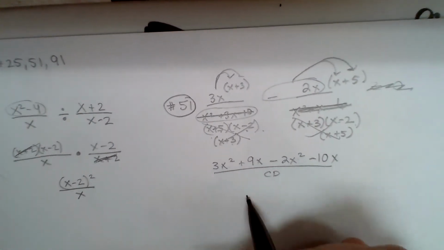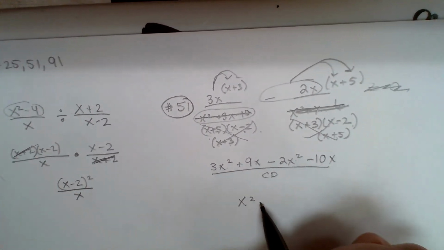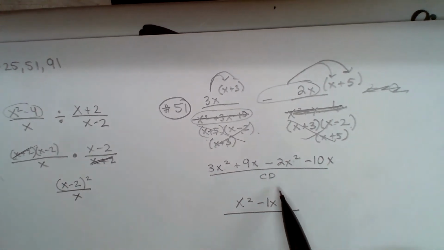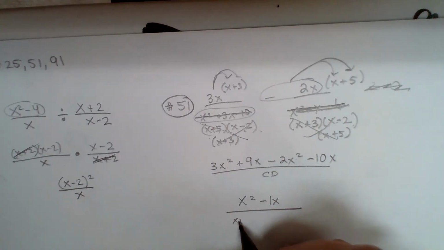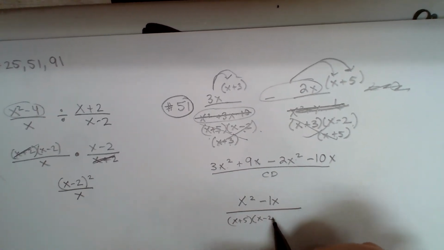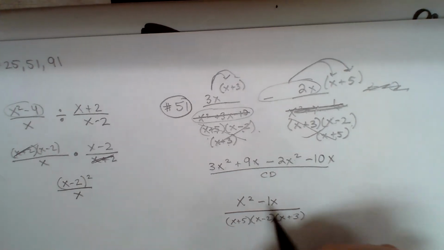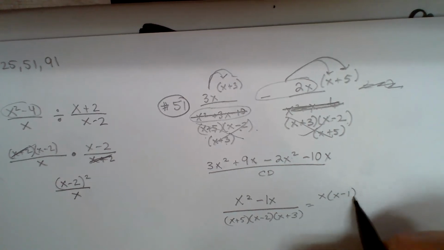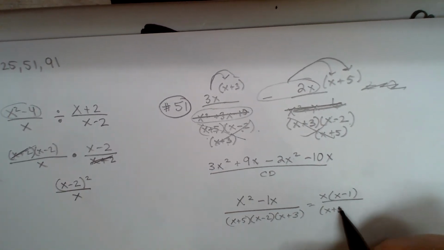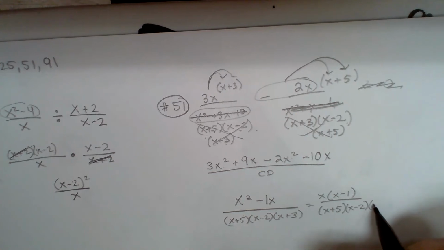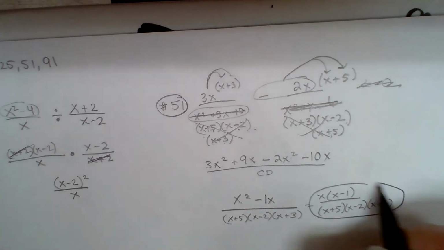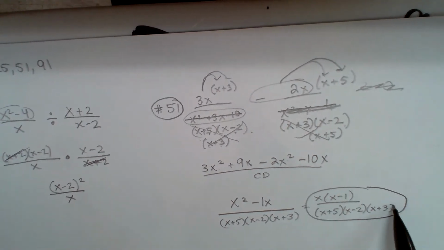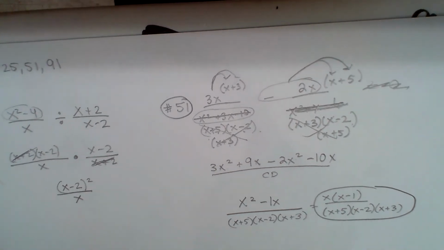3x squared minus 2x squared is x squared. 9x minus 10x is negative 1x over the common denominator, x plus 5, x minus 2, x plus 3. And you do want to factor that just a hair more in case, God forbid, one of those bottom terms was an x minus 1, we would be able to cancel a little bit further. But since it's not, this is our final answer. But if you don't refactor that out, you might miss that x minus 1 cancels with an x minus 1 in the bottom had it been there.